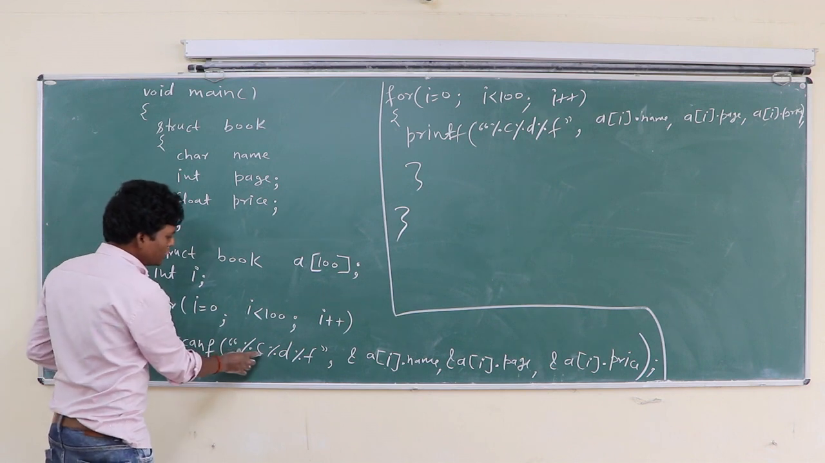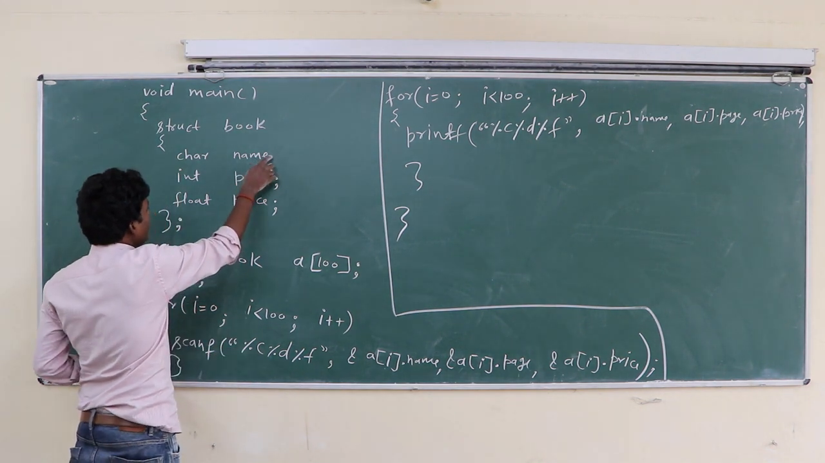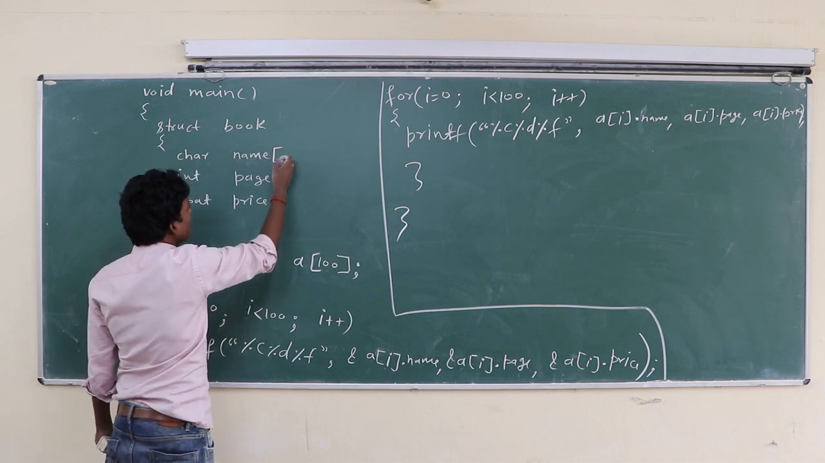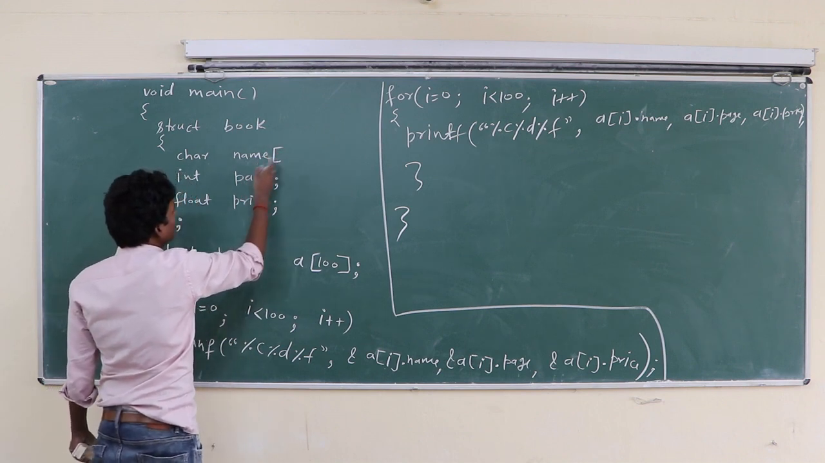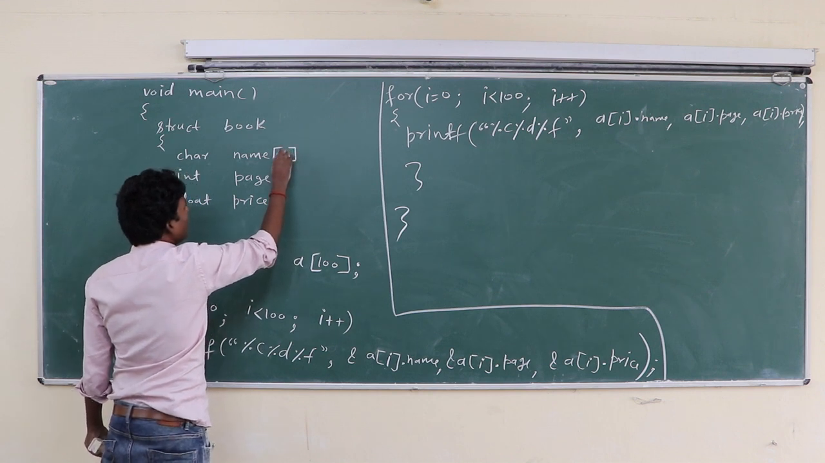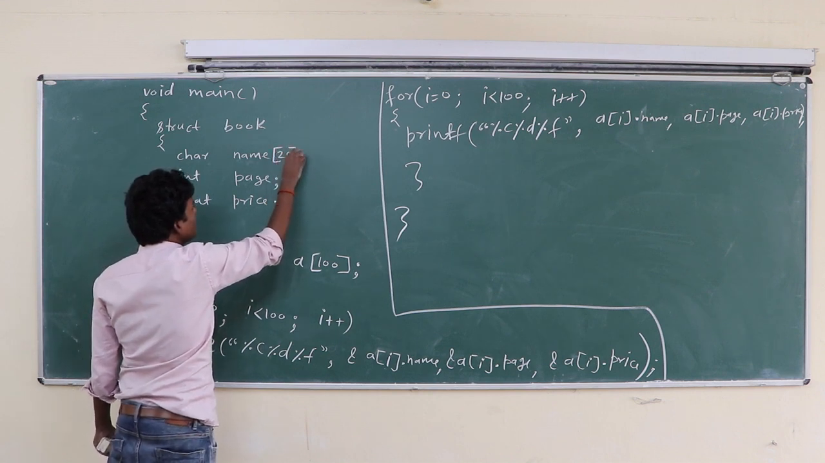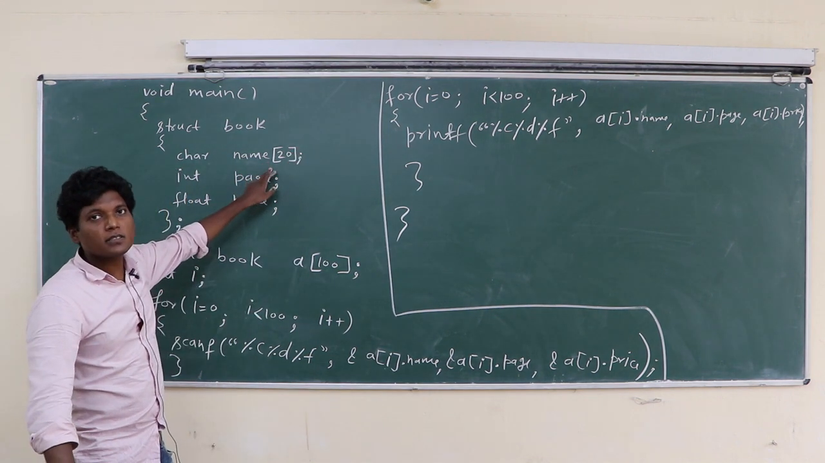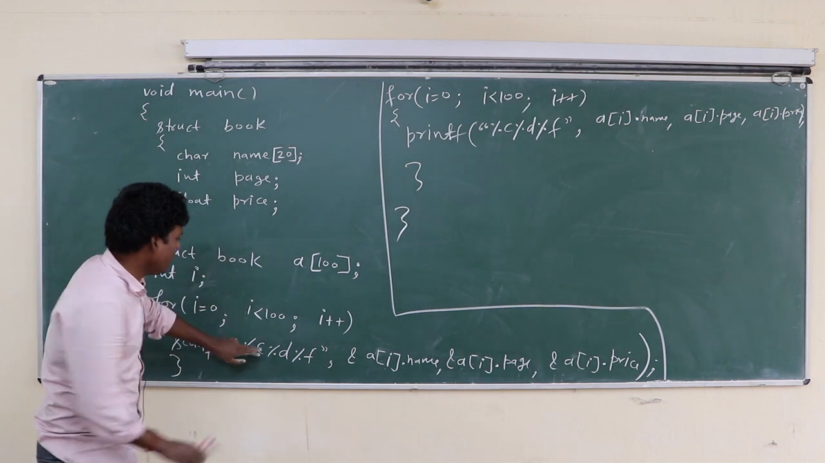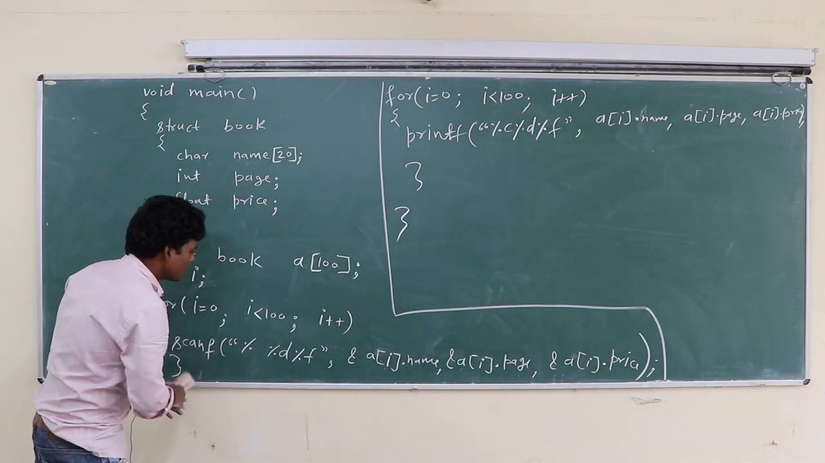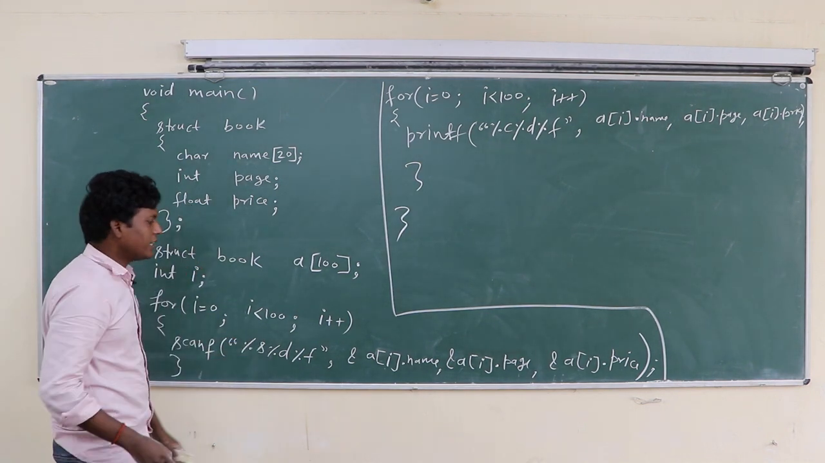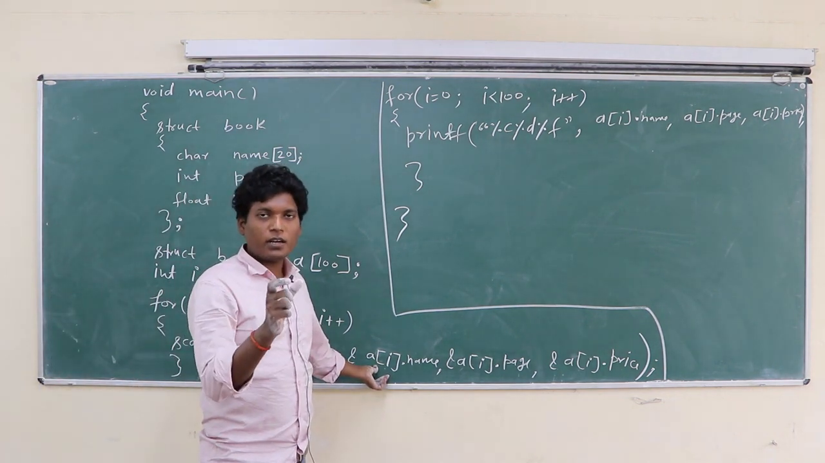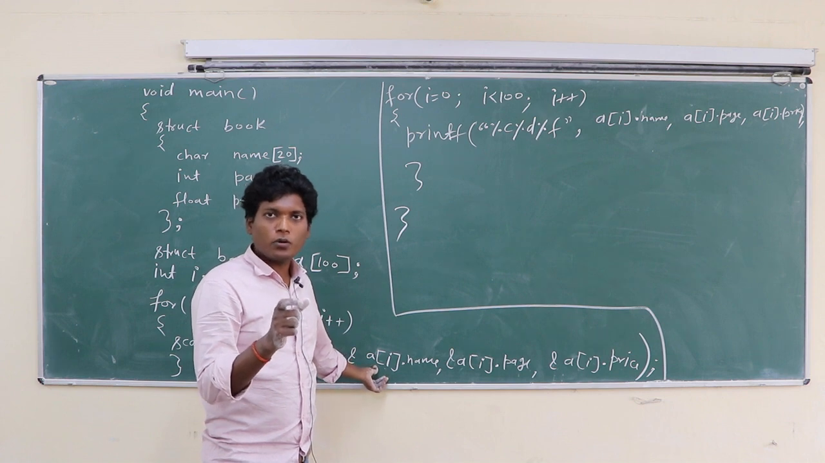Class, here %c is used because name is a character type, but make it a string, because a string is an array of characters, so make it an array. Now you can enter a book name up to 20 characters. Okay, now it becomes a string, so in print apply %s. So now you can input a multi-character name of a book.